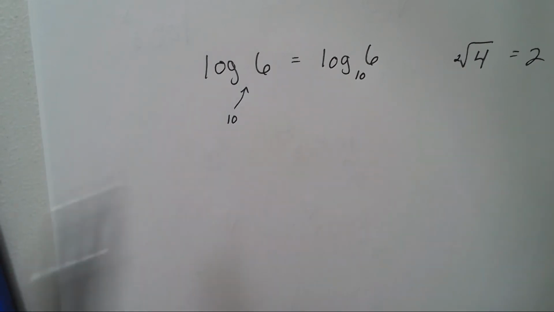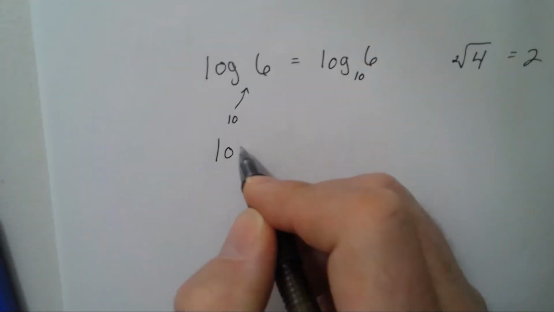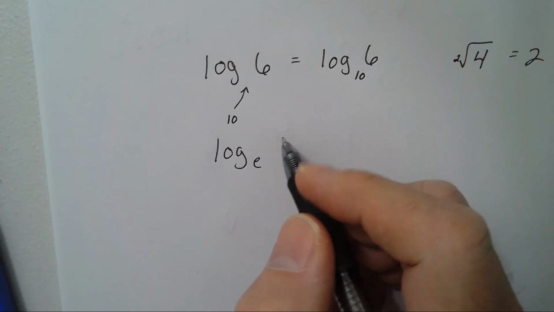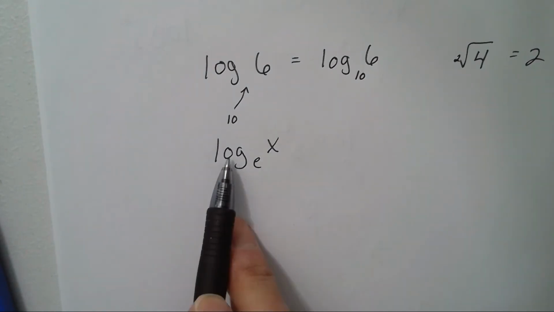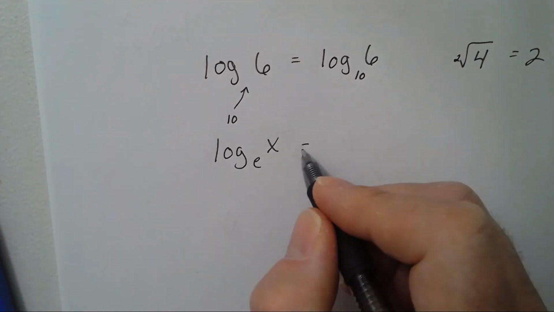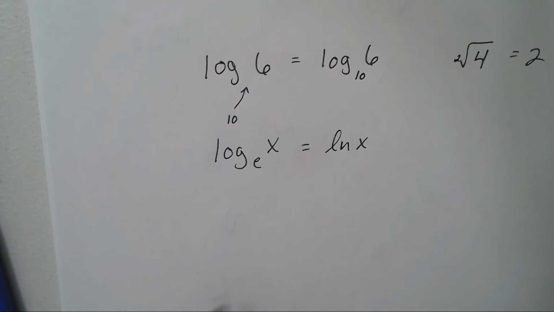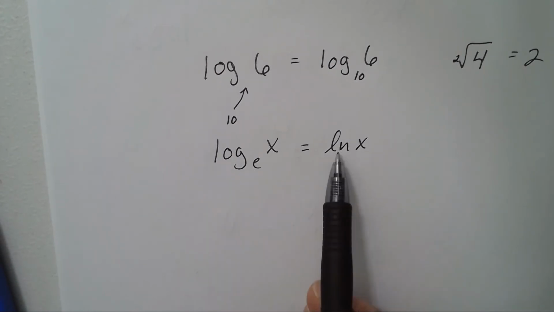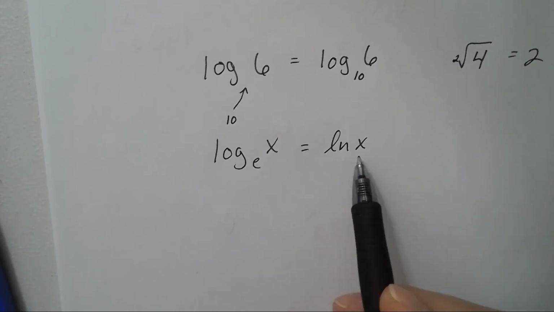A natural log has a base of e, and we talked about e last time. So if I'm taking the natural log of x, it has a base of e, so that's the same thing as ln of x. Log base e is the same as natural log.